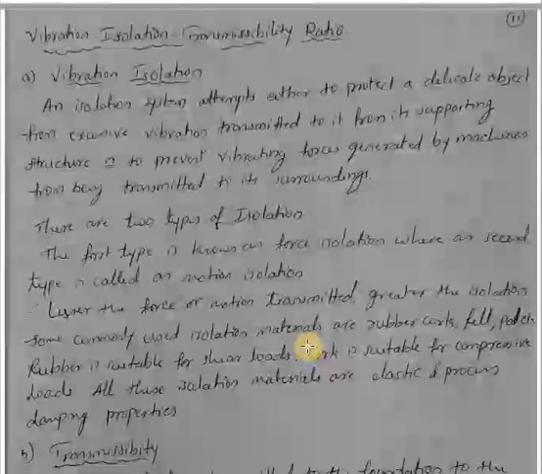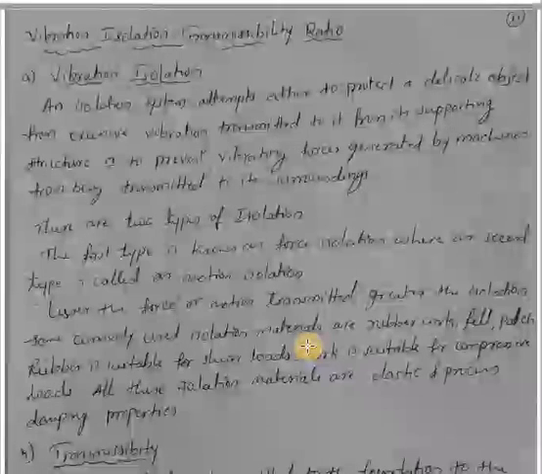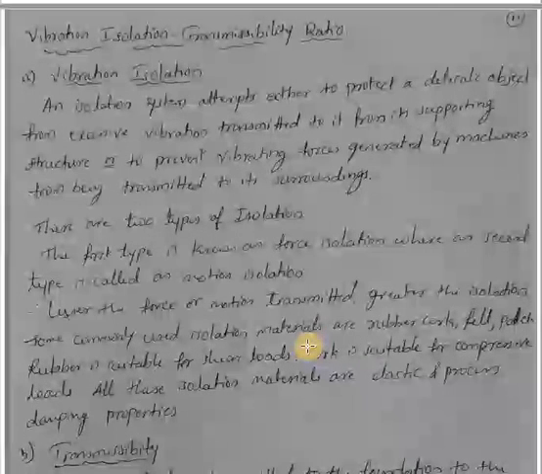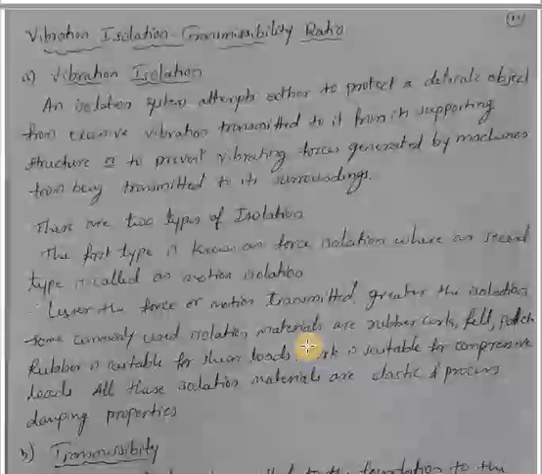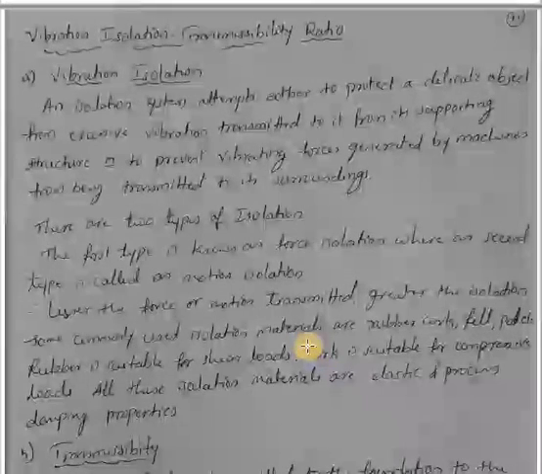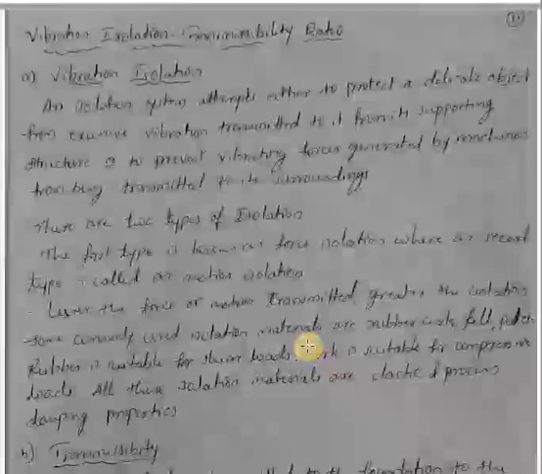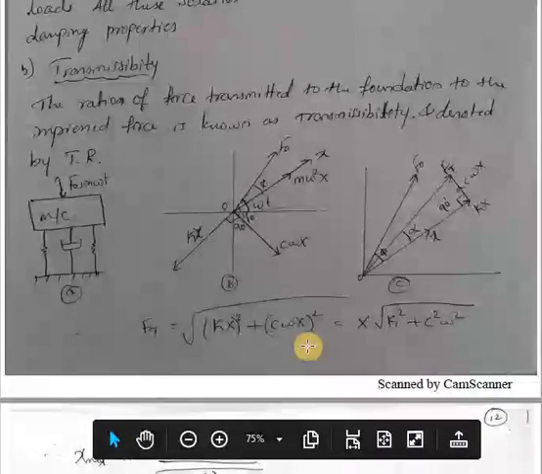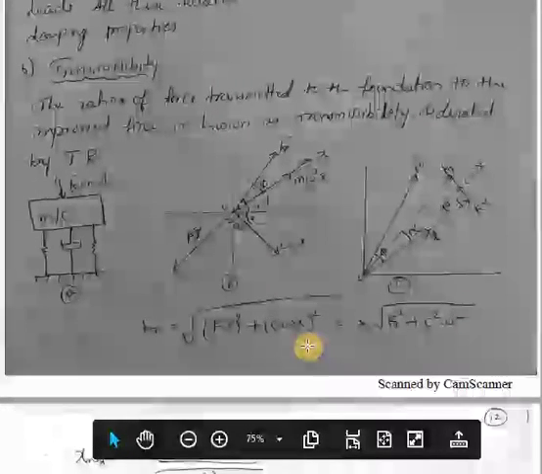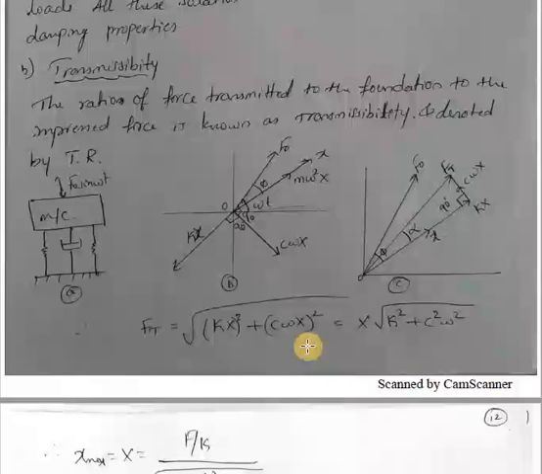If they do not possess damping properties or if they are not elastic, we cannot use them as isolators, because the main concept of isolation is to reduce or absorb the vibration, or the motion which is transmitted from the machine. Next concept is transmissibility. The ratio of the force transmitted to the foundation to the impressed force is known as transmissibility. Normally it is denoted by TR.